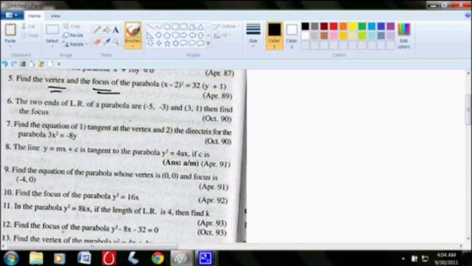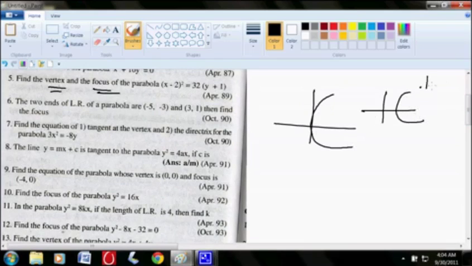The two ends of a latus rectum of a parabola are given. Find the focus. Now whatever kind of parabola it is, whether it is like this, or like this, whose axis is parallel to the x-axis, these are all parabolas of the form (x minus x1) whole squared is 4a into (y minus y1). Whatever the parabola be, the latus rectum's endpoints are this and this, and the focus must be at the midpoint.